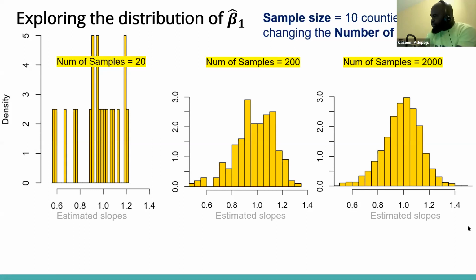Can you see that now? So this is the estimated slopes when the number of repetition is 2,000. Okay? When the number of repetition is 2,000.